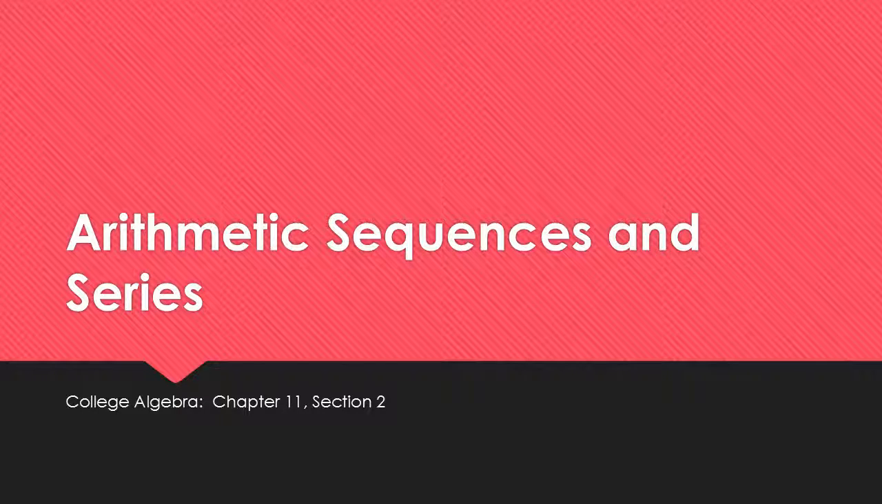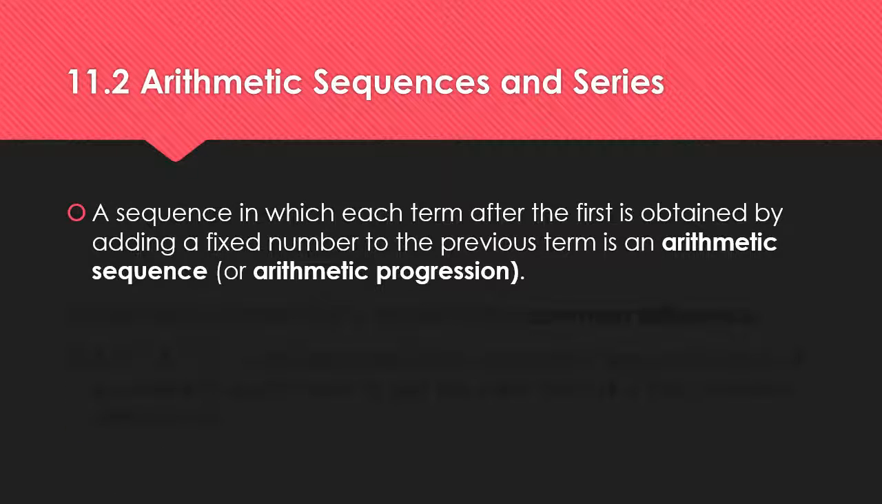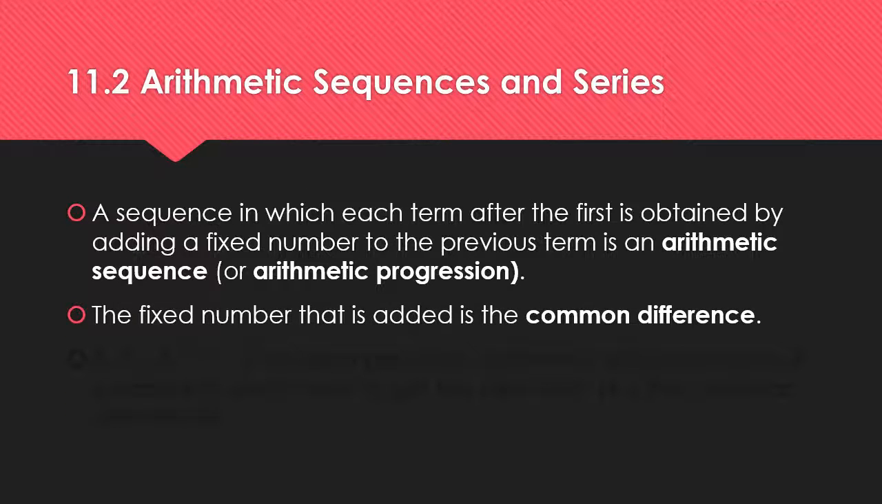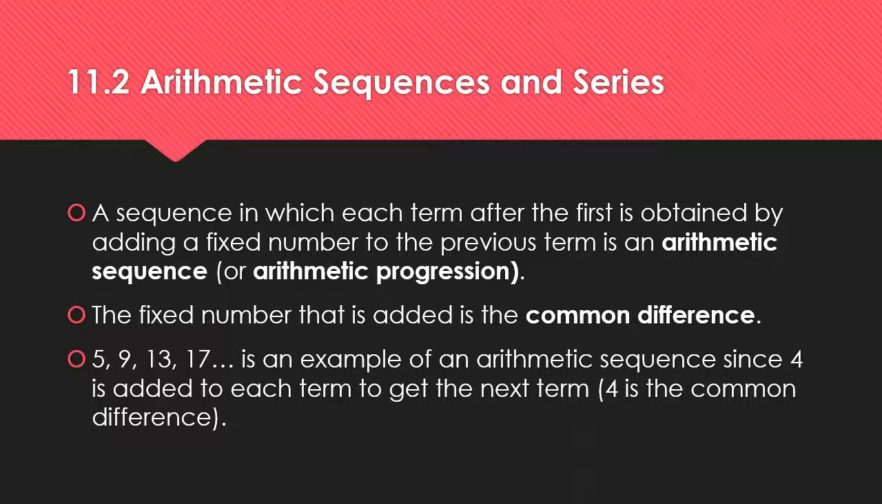College Algebra Chapter 11, Section 2, Arithmetic Sequences and Series. A sequence in which each term after the first is obtained by adding a fixed number to the previous term is called an arithmetic sequence or an arithmetic progression. So arithmetic involves adding. The fixed number that is added is called the common difference.